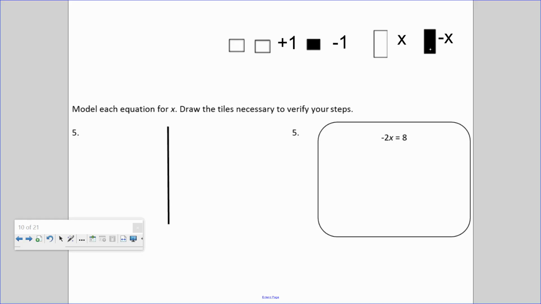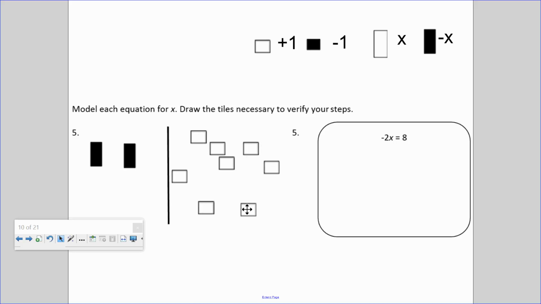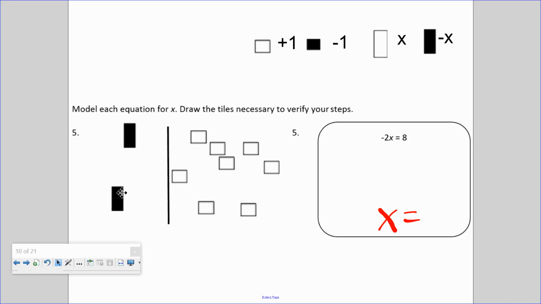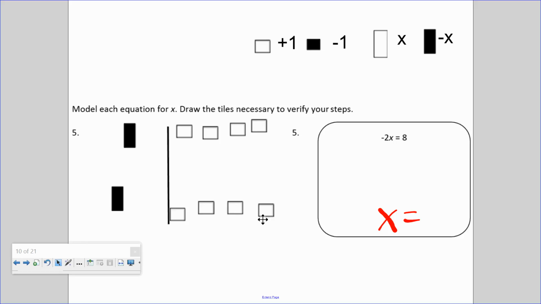So we have negative 2x equals 8. 1, 2, 3, 4, 5, 6, 7, 8. So we're solving for x. What will each x be? Well, first of all, this is not an x. This is a negative x. So let's first distribute these ones. So negative x equals 4.